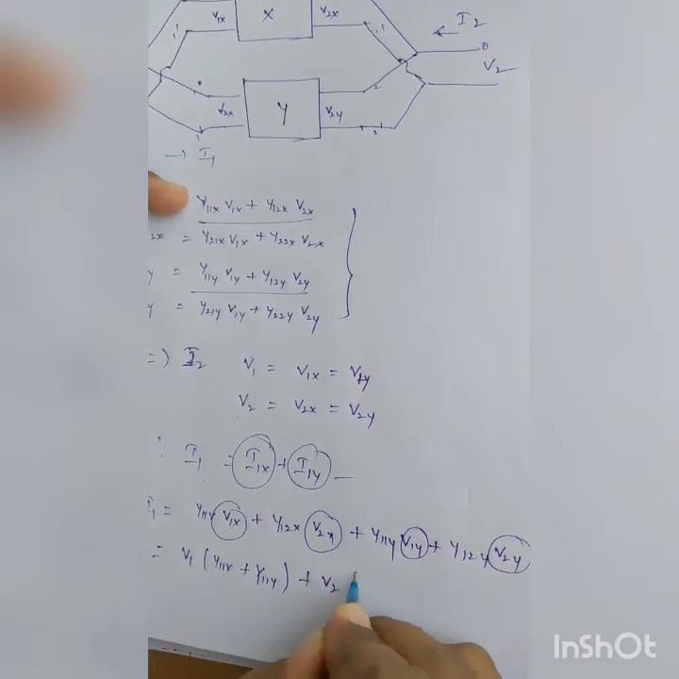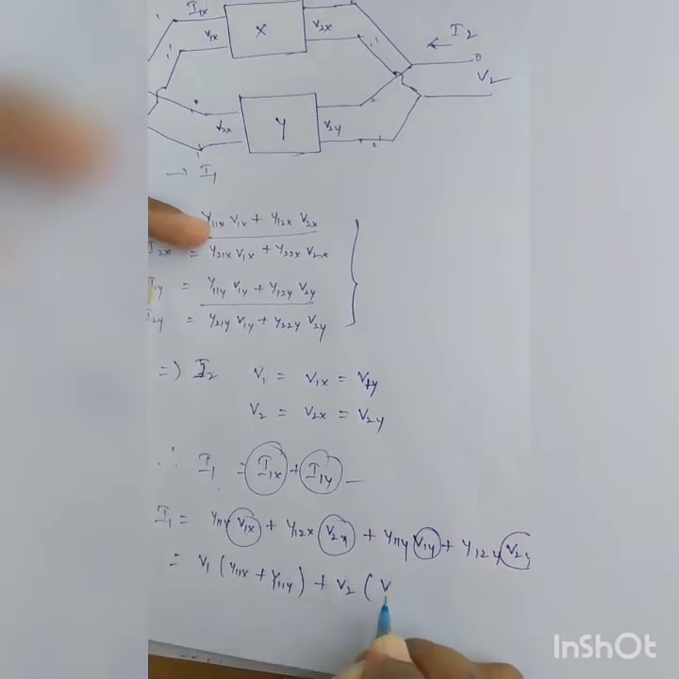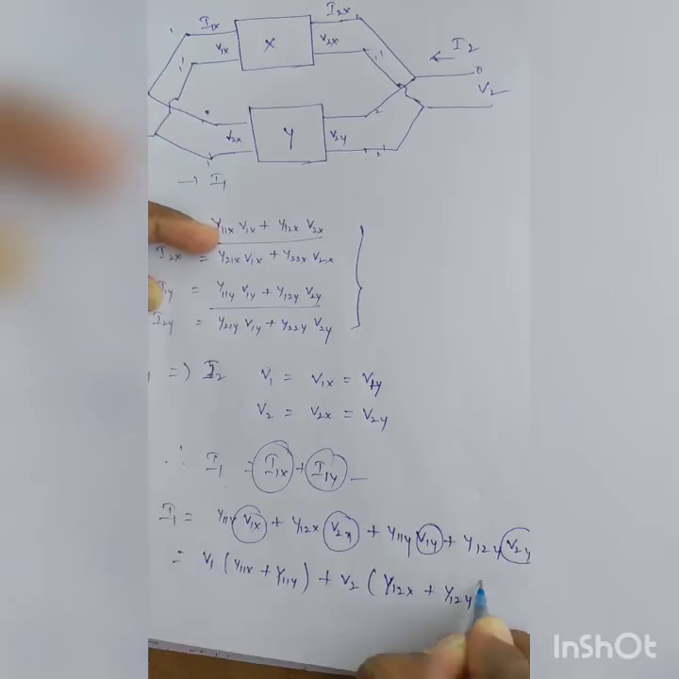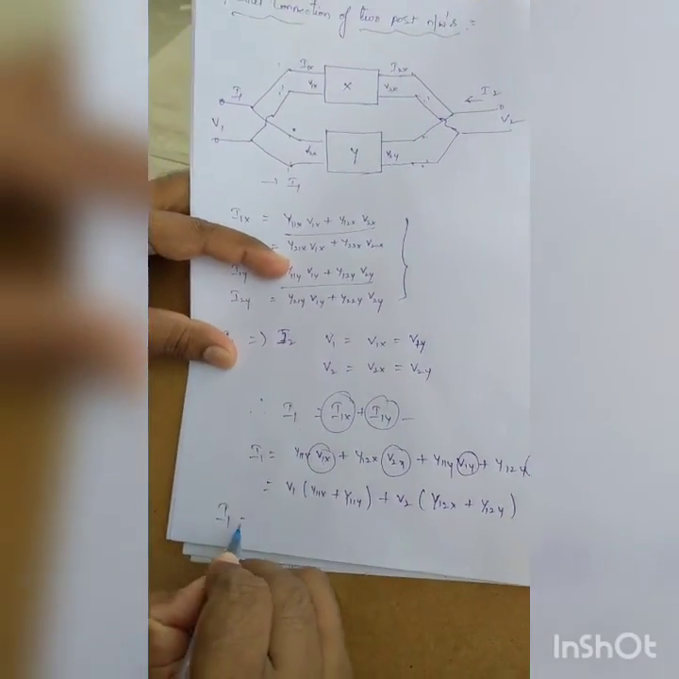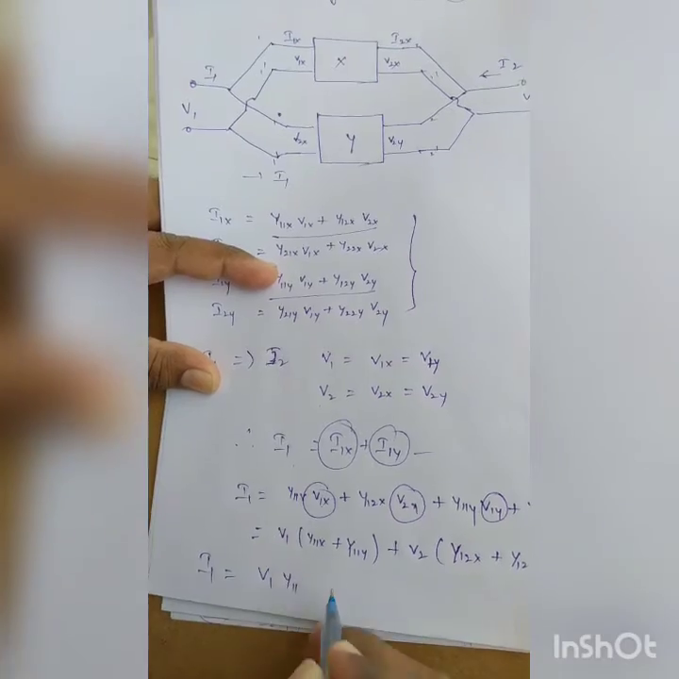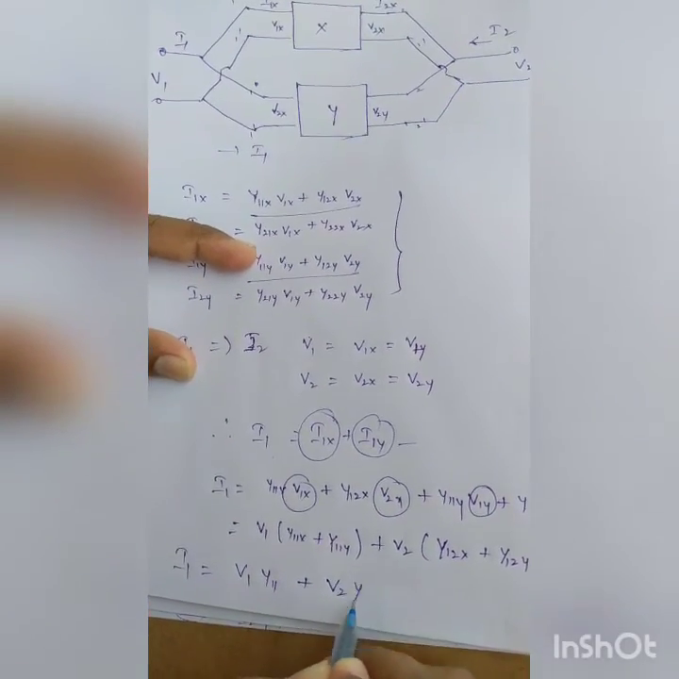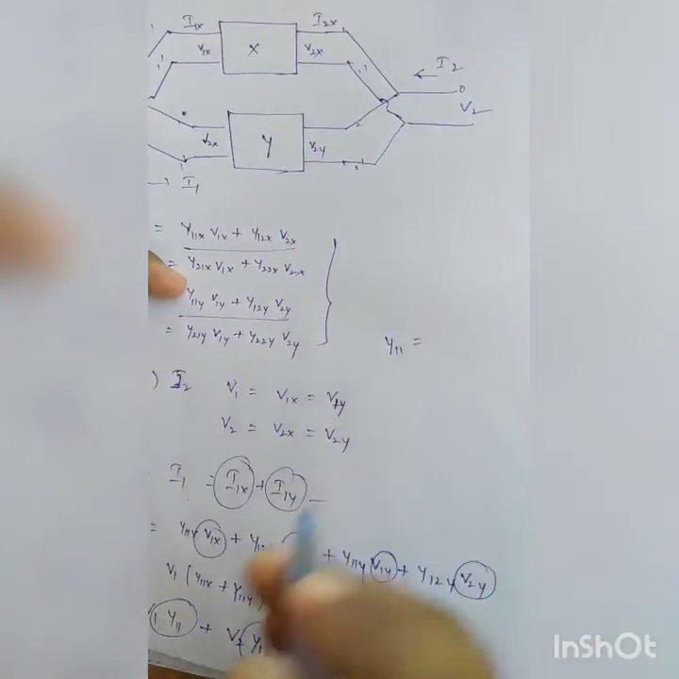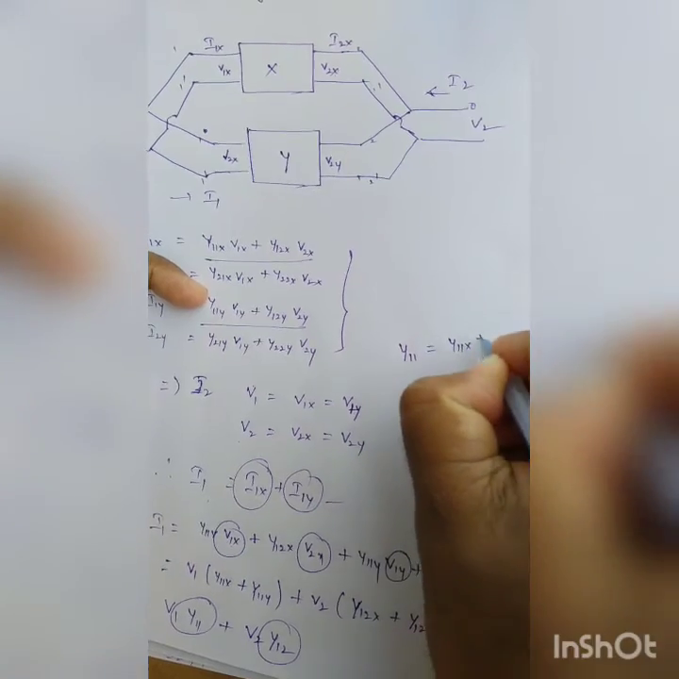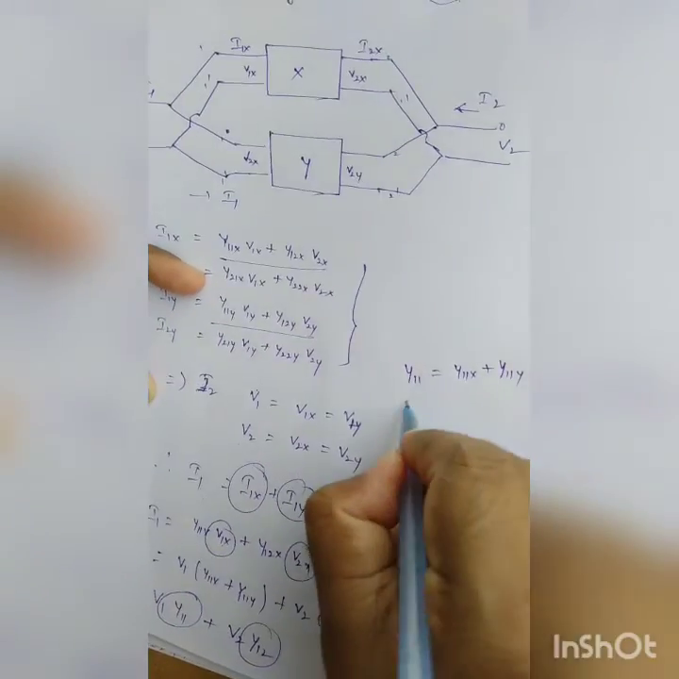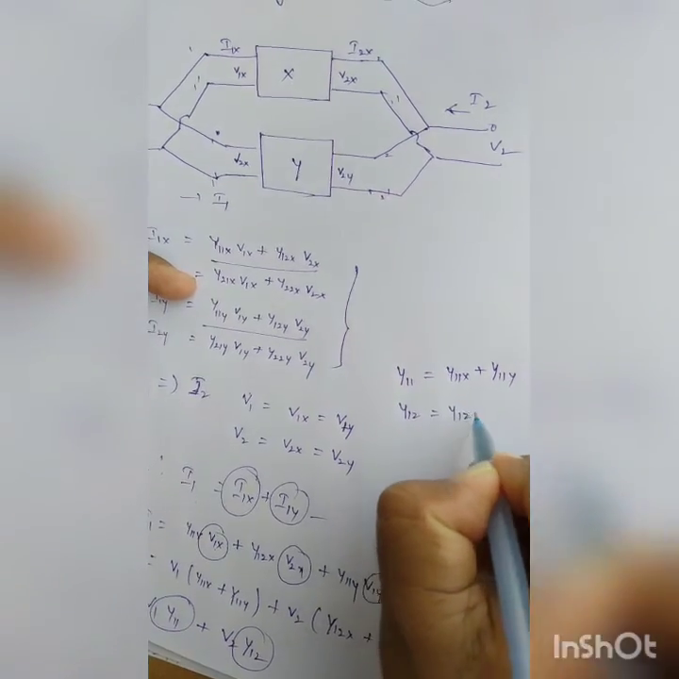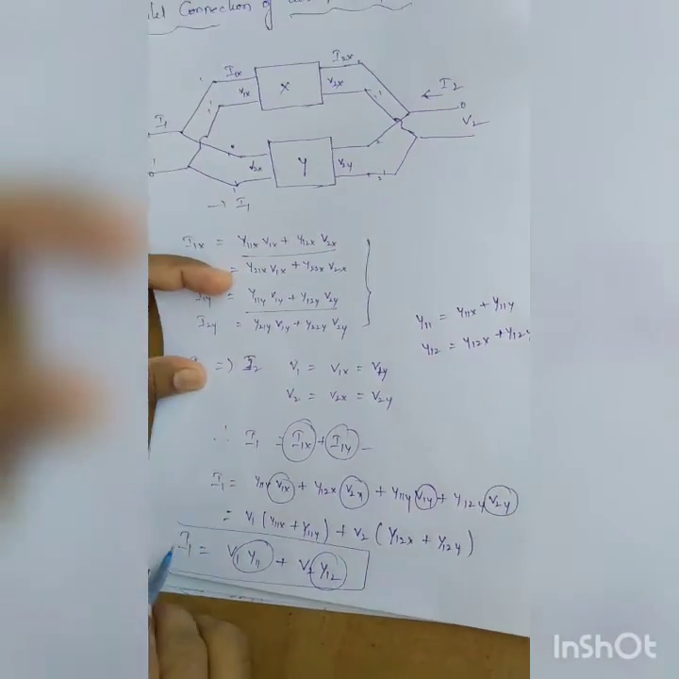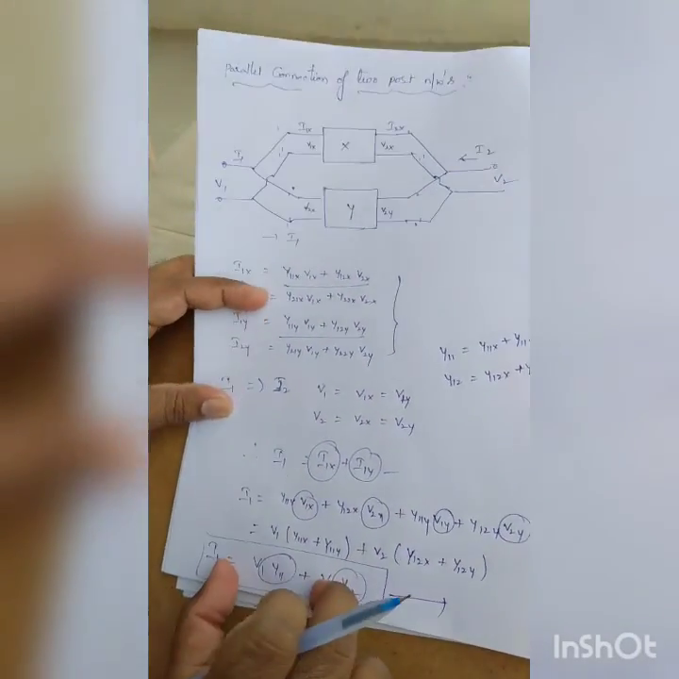Similarly, taking V2 common, we get Y12x plus Y12y. Here the current I1 is equal to V1 into Y11 plus V2 into Y12. Y11 is nothing but Y11x plus Y11y, and Y12 is nothing but Y12x plus Y12y. Then only you can find the I1 value. This is called one equation of I1.